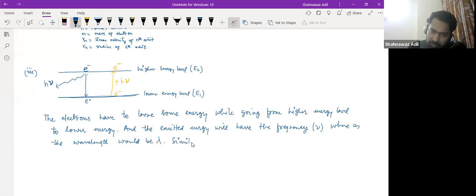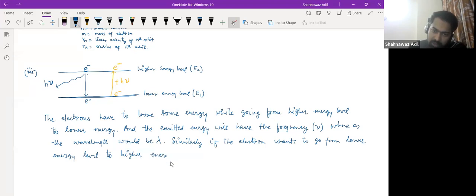Similarly, if the electron wants to go from a lower energy level to a higher energy level, then h nu amount of energy has to be provided to that electron.